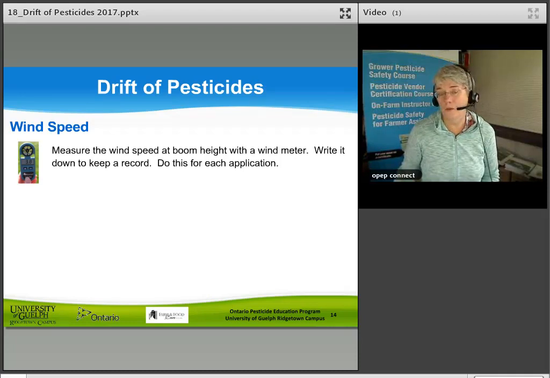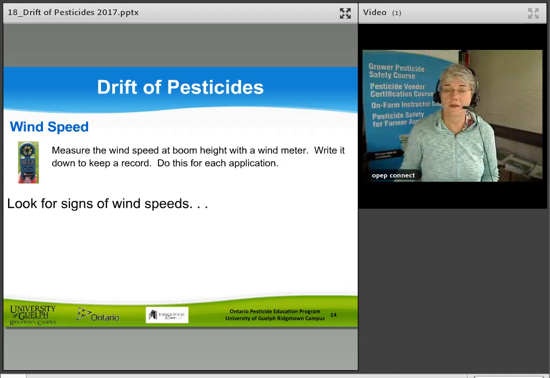Now, it's best to measure your wind speed. Measure the wind speed at the boom height with a wind meter. Write it down to keep a record. Do this for each application, not first thing in the morning, not at lunchtime, not at 5 o'clock, but each time, and maybe every hour in the field would even be good.